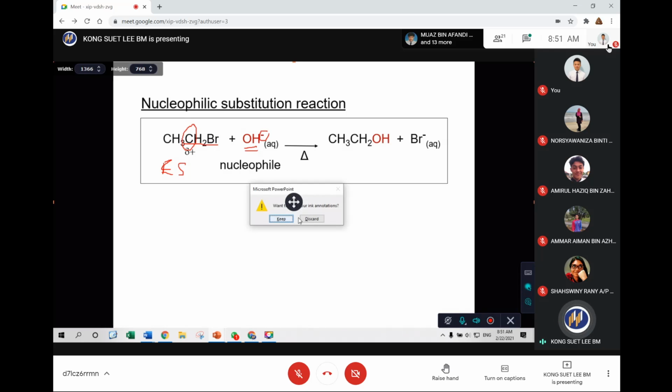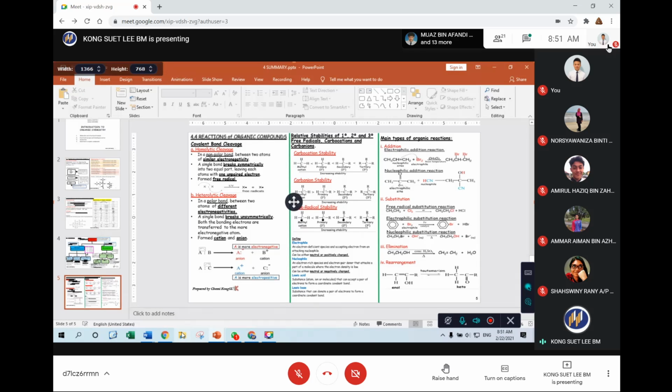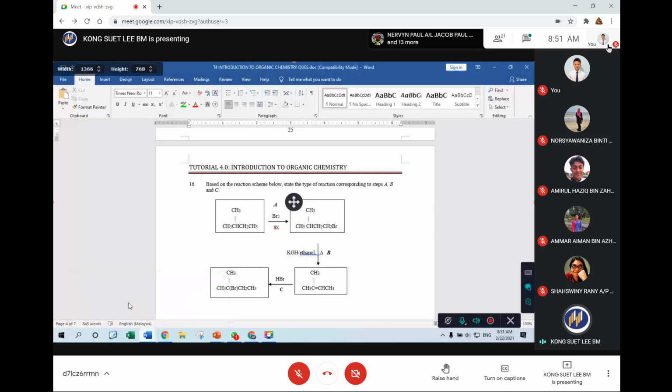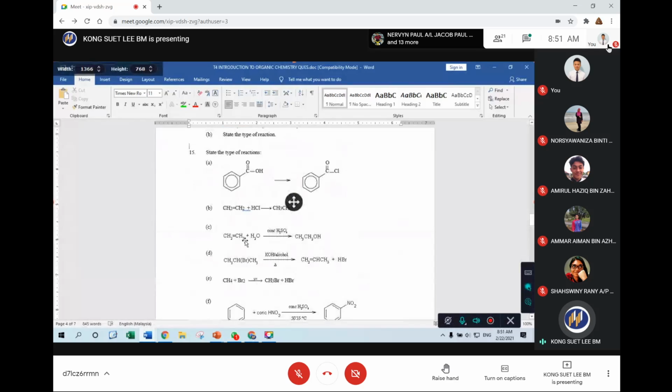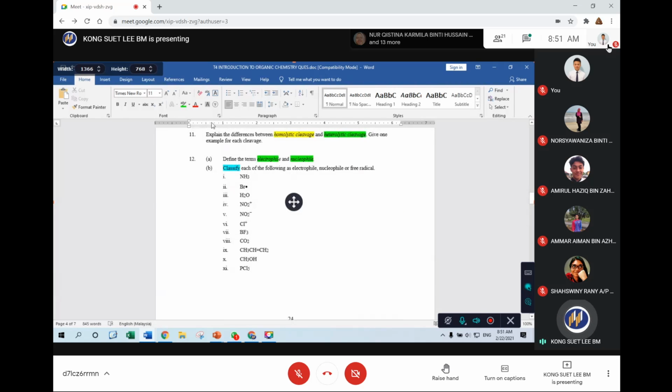Now let's try tutorial question. Okay, I give you around 5 minutes to check. Let's do question number 14 first. Question 14. Okay, semua orang Madam bagi 5 minit tengok tutorial 14, 15, 16. Try to identify the type of reaction and then identify the nucleophile, electrophile. Okay, let's go for this one. This one simple. Question number 12B. 12B dulu.